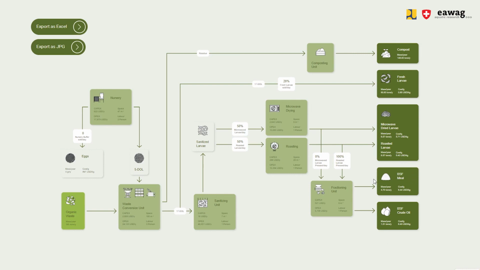Then we have two products which are a further processing of the dried larvae, which are the meal and the oil. For the meal, we're producing 4.7 tons per year at a cost of $6.44 per kilogram. And for the oil, we produce 1.5 tons per year at a cost of $6.4 per kilogram.